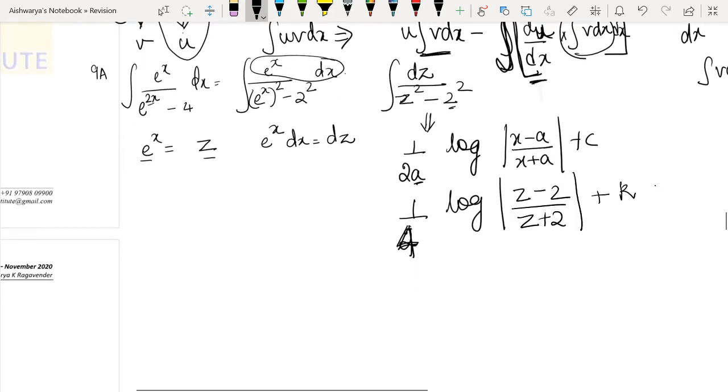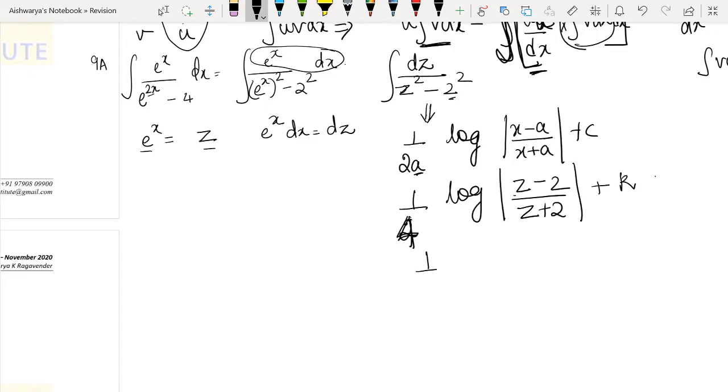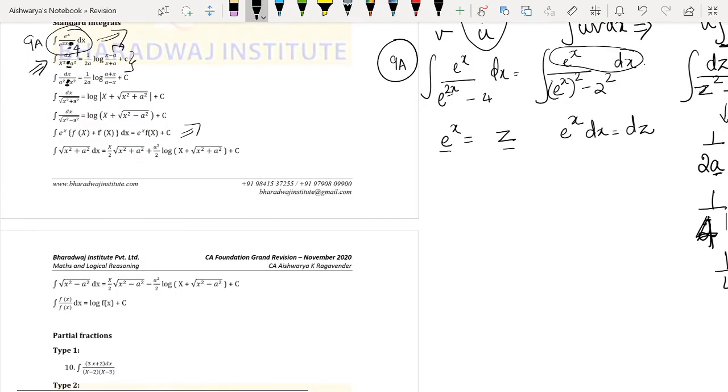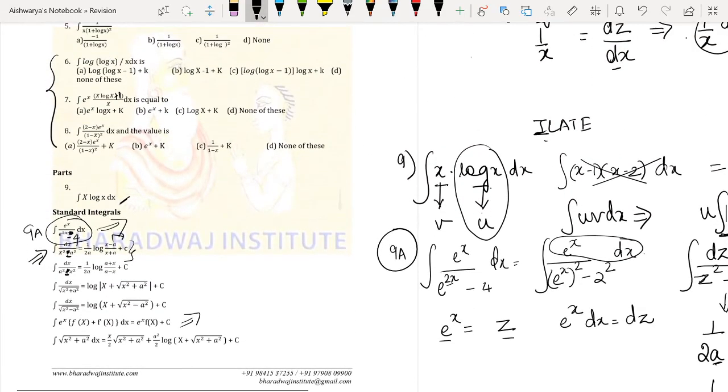K or c, whatever you can put. Now z you replace it. 1 by 4 log of, z is nothing but e power x, so e power x minus 2 divided by e power x plus 2, plus k. This is what you will get for this particular question. Now moving on to the remaining questions that we left here.